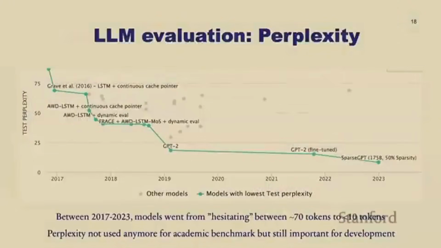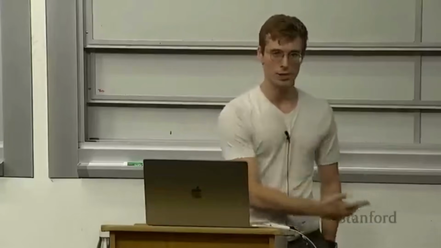So perplexity really improved. That's perplexity on a standard dataset between 2017 and 2023. It went from around 70 tokens to less than 10 tokens over these five to six years. That means the models were previously hesitating between 70 words every time they generated a word, and now they're hesitating between fewer than 10 words. So that's much better. Perplexity is actually not used anymore in academic benchmarking, mostly because it depends on the tokenizer that you use and on the actual data that people are evaluating on, but it's still very important for the development of LLMs. When you train your own LLM, people will still really look at the perplexity.